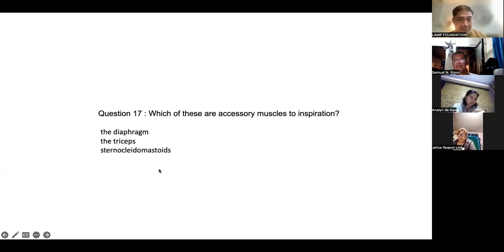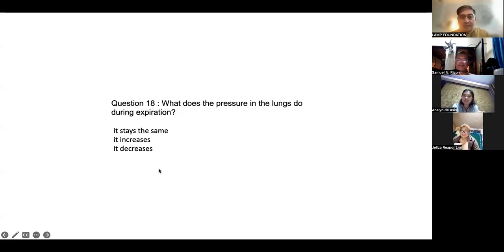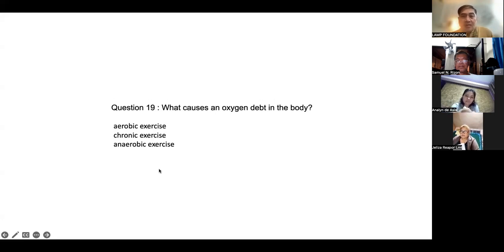The diaphragm? No, that's the major muscle of inspiration. Sphenomastoid. Yes. What happens to the pressure in the lungs during expiration? Increases, doc. Increases. What causes an oxygen debt in the body?